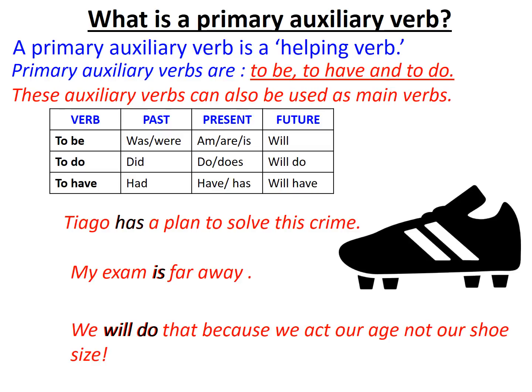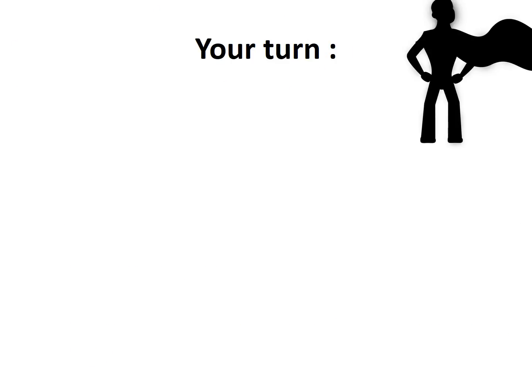As you can see in each of these sentences, the primary auxiliary verb is helping the sentence make sense. It's helping because otherwise there is not a specific verb that could be used in its place. With to be, to have and to do, these actions are often helpful. That's how I remember it. But now it's your turn.